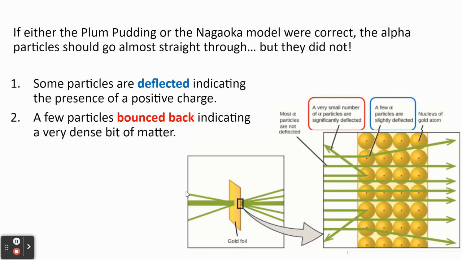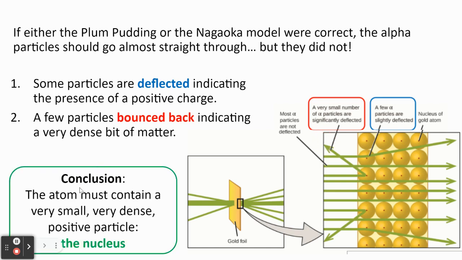Now, if we look at a more blown up picture, each of these is a gold atom. This little center here is the nucleus of that gold atom. Now, some of the alpha particles went straight through the gold foil, which is what they expected. Some of those alpha particles were deflected just a little bit, and some of those alpha particles were deflected all the way back towards the original source. The conclusion they came up with was the atom must contain a very small, very dense, positive particle, the nucleus.